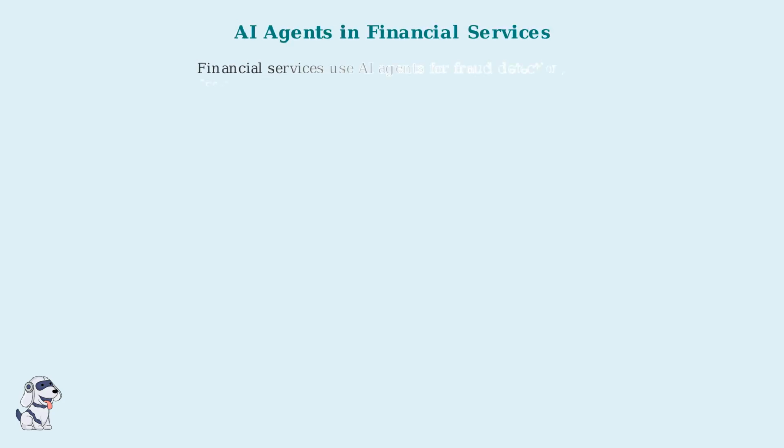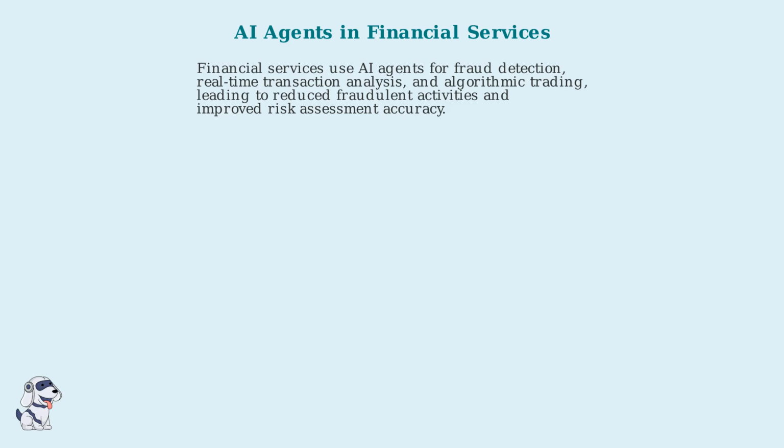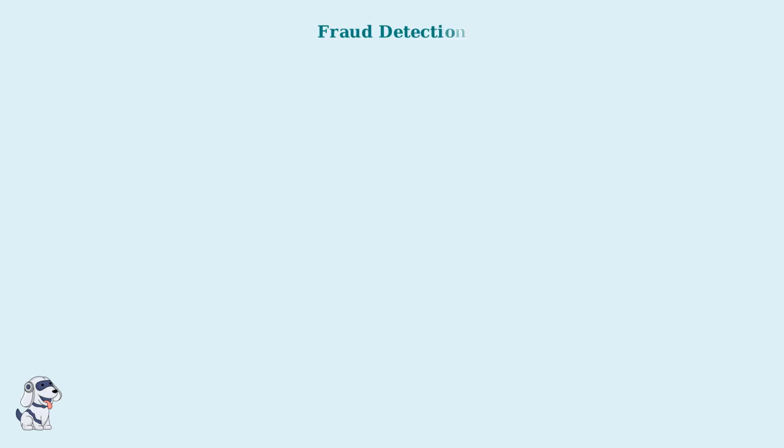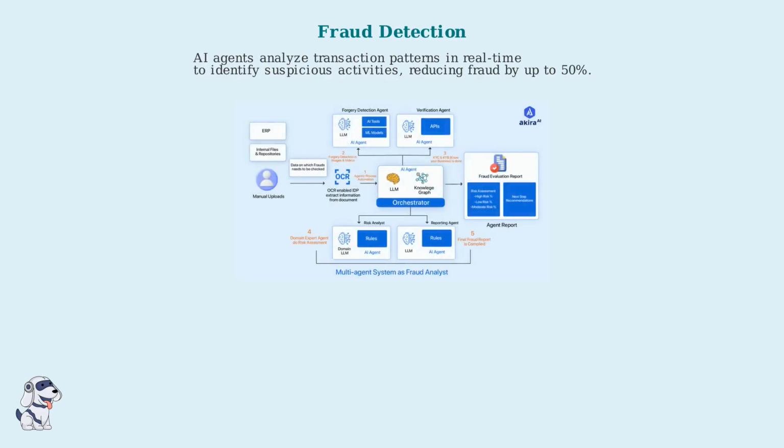Financial services deploy AI agents for fraud detection, real-time transaction analysis, and algorithmic trading. These applications reduce fraudulent activities and improve risk assessment accuracy. In fraud detection, AI agents continuously monitor transaction patterns to spot anomalies. Multi-agent systems coordinate tasks like forgery detection and risk assessment, producing detailed evaluation reports that help prevent fraudulent activities.